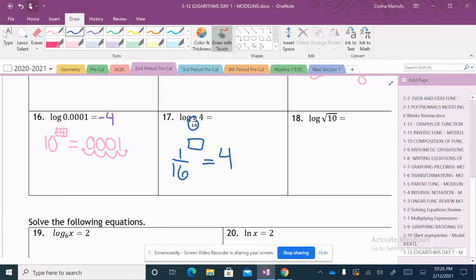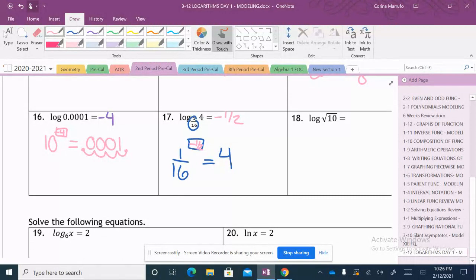It might be a fraction because if we take the square root of 16, that would give us 4. So let me just double check. Yeah. So it's going to be negative because the 16 is on the bottom. It's in the denominator. And then if we take the square root of 16, that would give me 4. So it'll be negative 1/2.